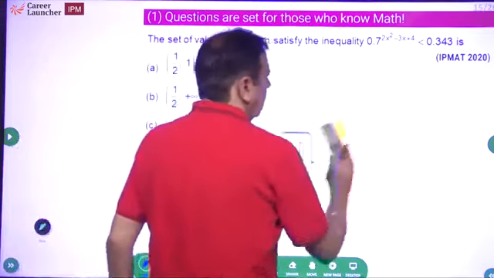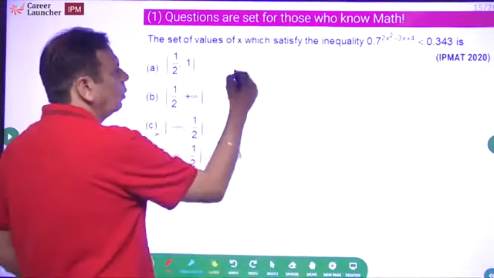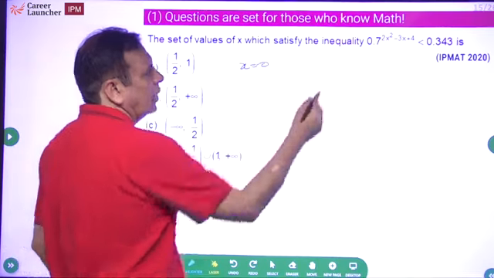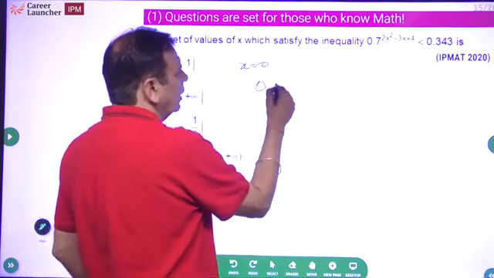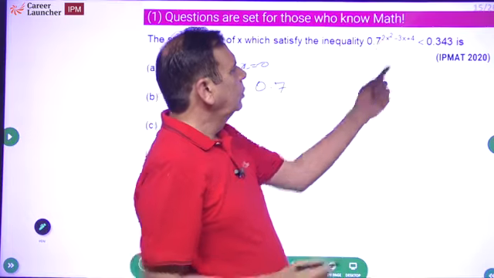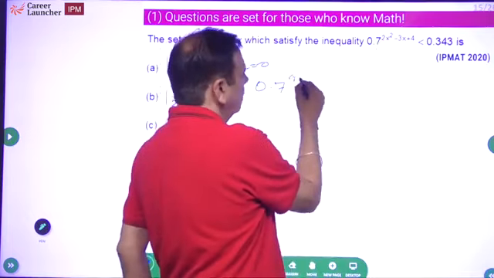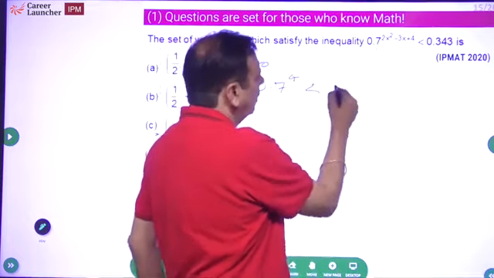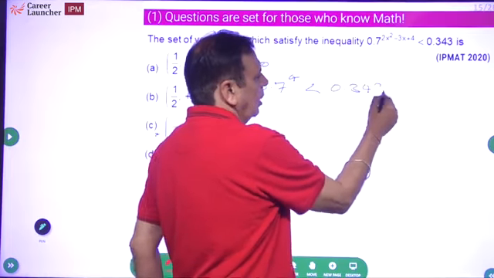Okay, so let's check. Pehla step, check for x equal to 0. If x is equal to 0, what do you get on the left hand side? 0.7 raised to power 4. And on the right it should be less than 0.343.